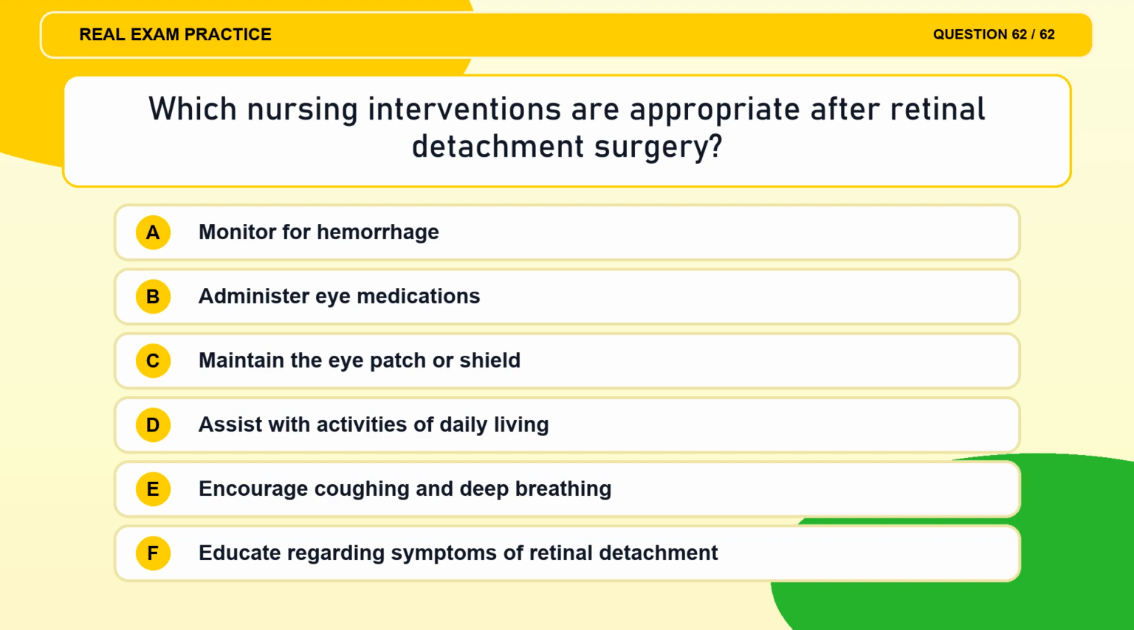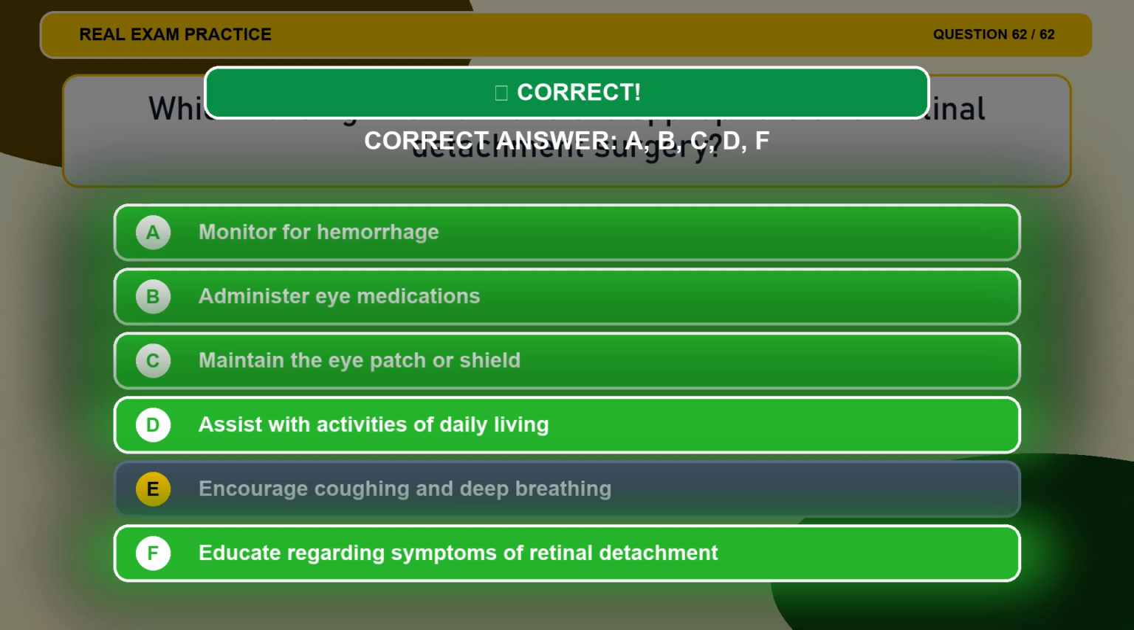Question 62. Which nursing interventions are appropriate after retinal detachment surgery? Option A, monitor for hemorrhage. Option B, administer eye medications. Option C, maintain the eye patch or shield. Option D, assist with activities of daily living. Option E, encourage coughing and deep breathing. Option F, educate regarding symptoms of retinal detachment. The correct answers are options A and B and C and D and F.